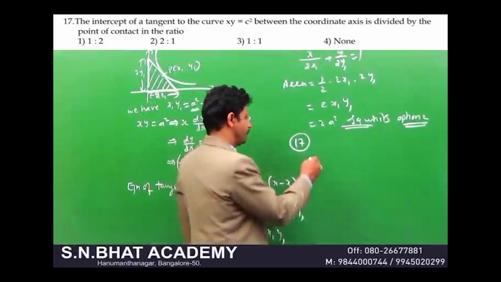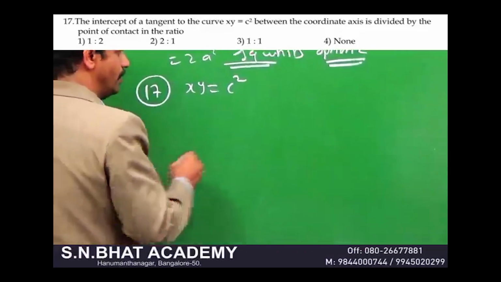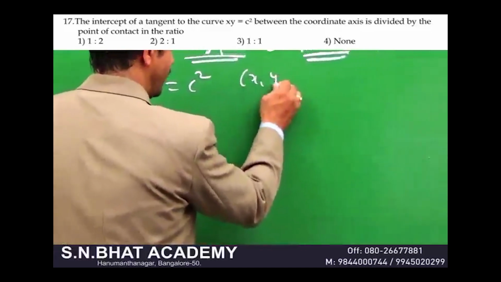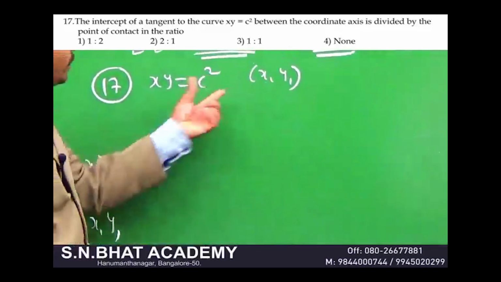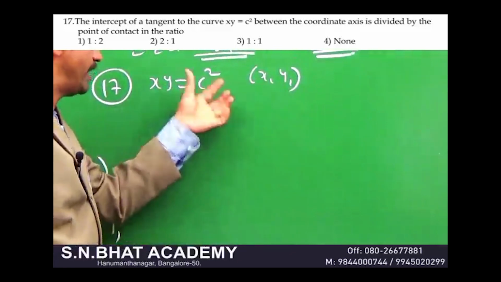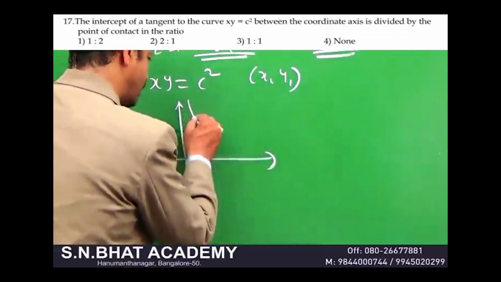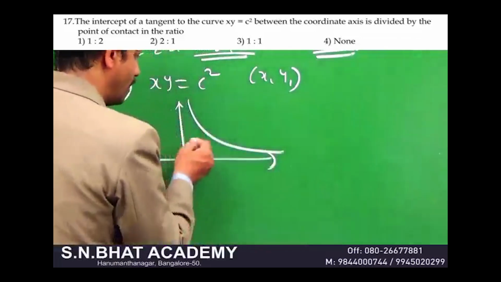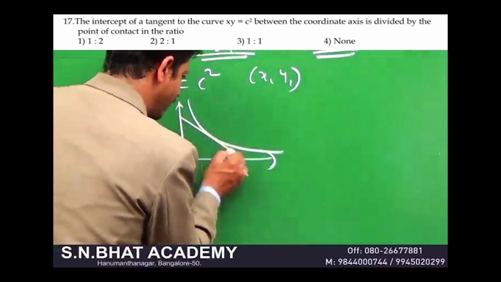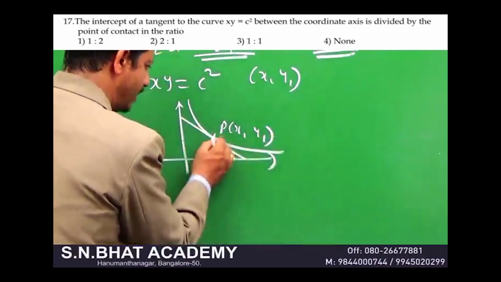In this problem, xy equals c square is the given curve, and a tangent is drawn at x1, y1. x1, y1 is on this curve. At this point, a tangent is drawn. The curve xy equals c square is a hyperbola. If you draw the tangent at P(x1, y1), this is the tangent.